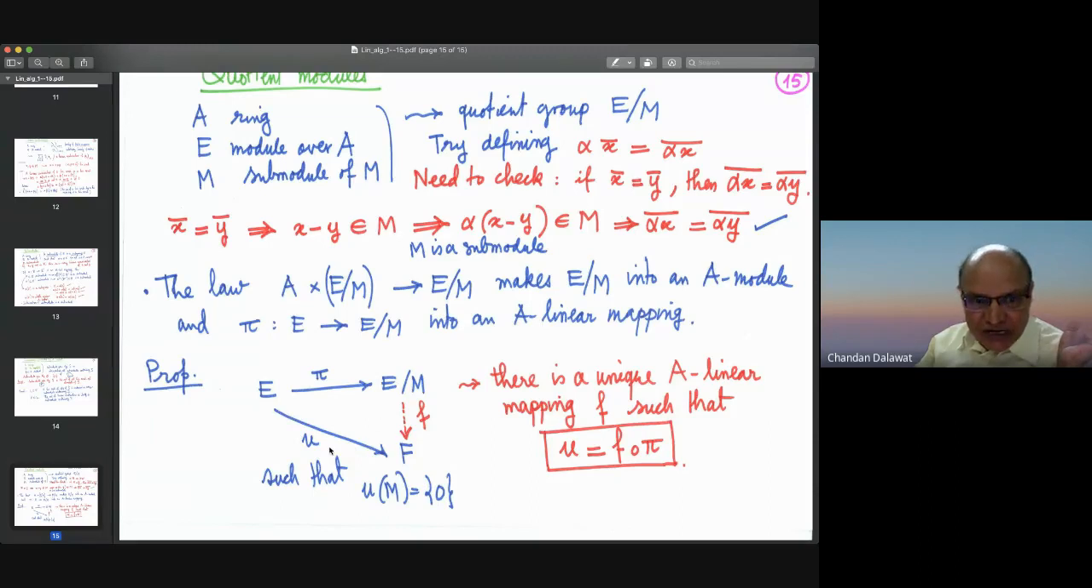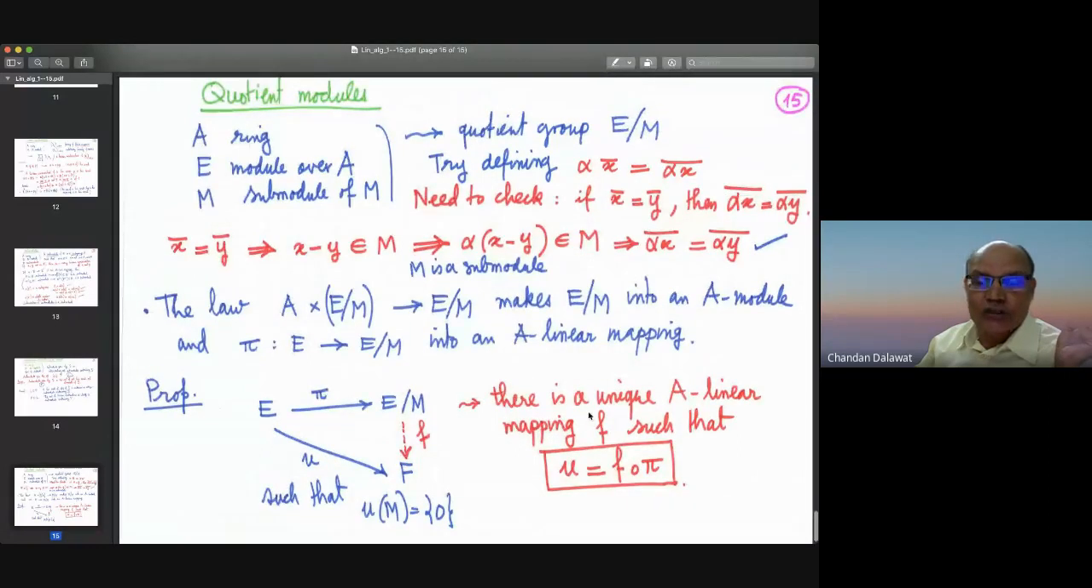And what does it mean for a triangle like this to commute? It means that this composite, pi followed by F, is the same as U. Take any element X here, apply pi to it, apply F to it, you get the same thing as U of X. Okay, so that's the notion of a quotient module.